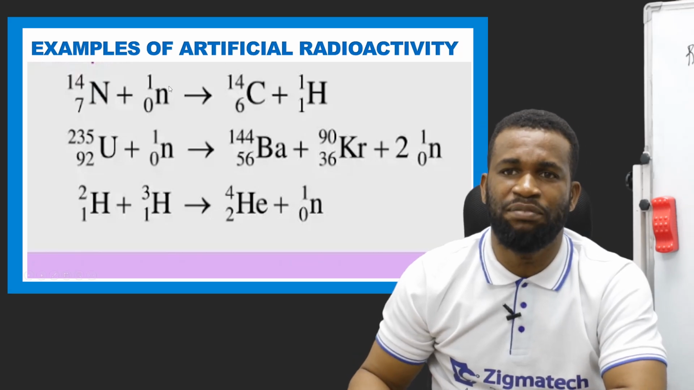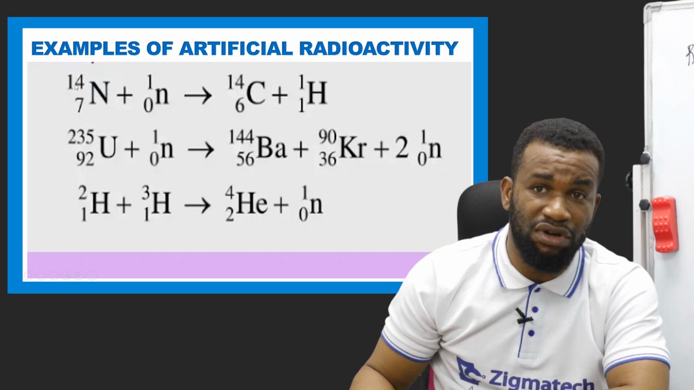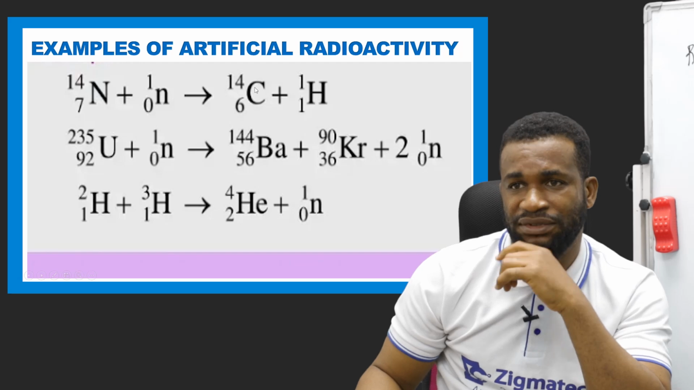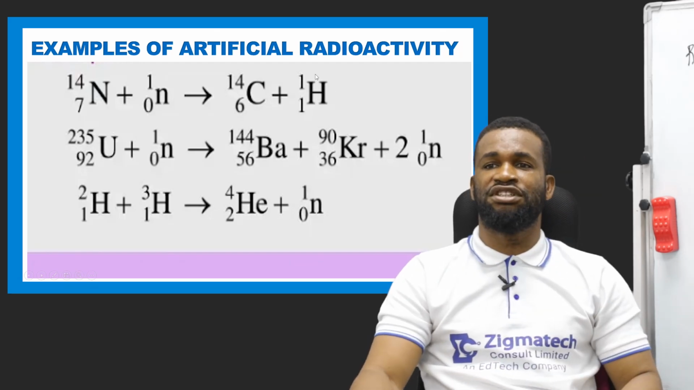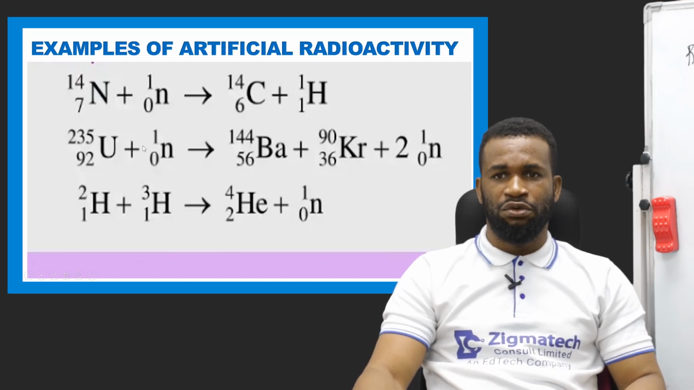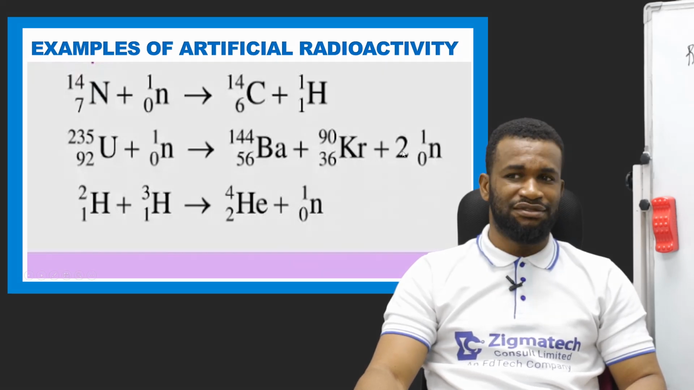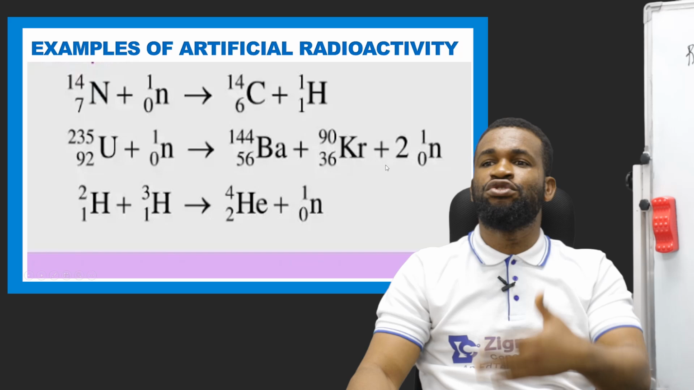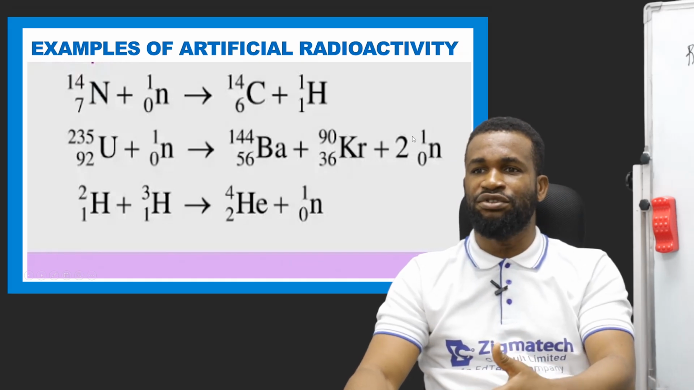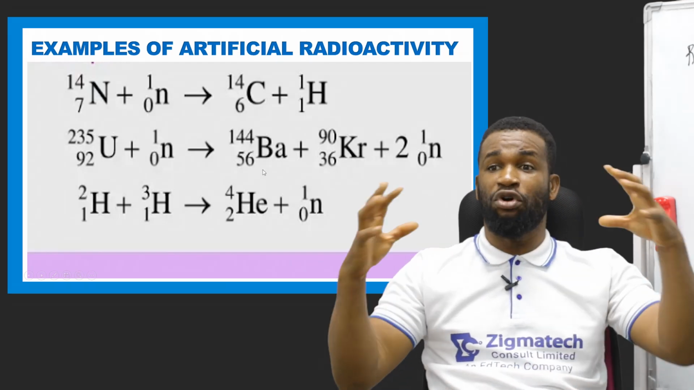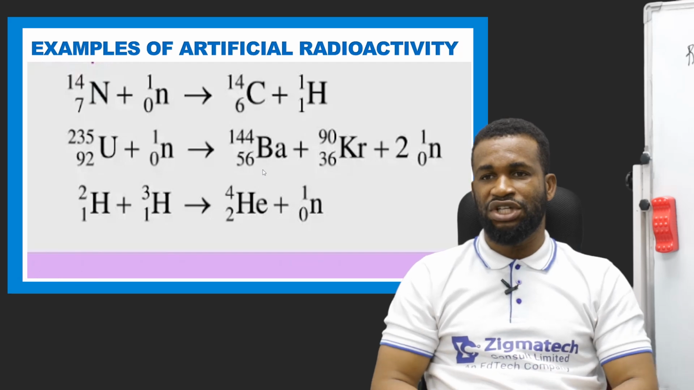But when they are struck by a neutron, this nitrogen, it produces a carbon substance, and also the release of proton. This is a proton, and this also is another isotope of uranium. When struck by neutron, produces barium, krypton, and two more neutrons, which will continue to produce more, because the more this is produced, the more there will be nuclear reaction, and that is what leads to atomic bombing and what we call chain reaction.